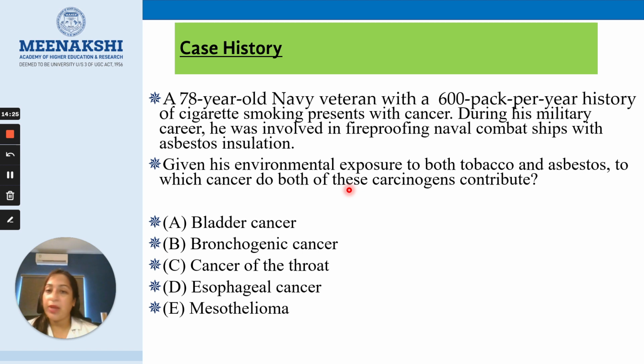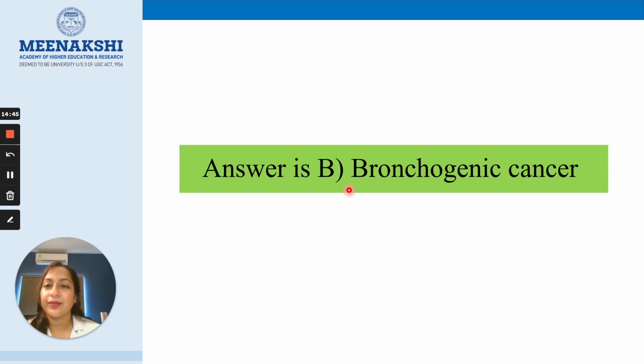So coming back to our history where we started, you have a 78-year-old Navy veteran with a 600 pack year history of cigarette smoking. He presents with cancer and he was also exposed to asbestos. So what do you think is your answer? The answer is bronchogenic cancer.